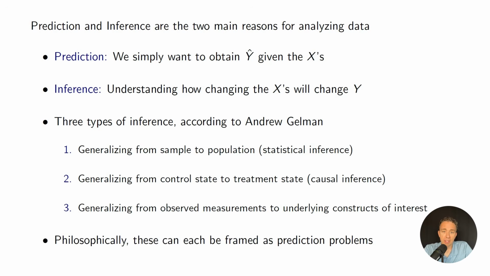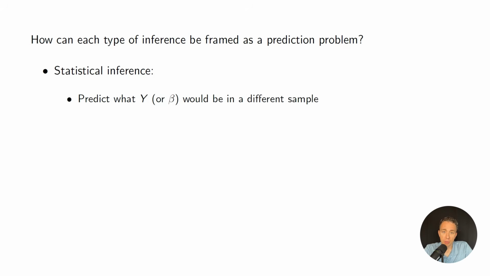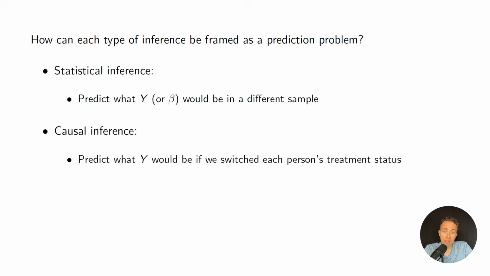And philosophically, each of these types of inference can be framed as a prediction problem, and that can be useful to think about how these connect to each other and how machine learning and econometrics connect with each other as well. So going a little bit farther with this idea from Professor Gelman, how can we actually frame each of these types of inferences as a prediction problem? Well, with statistical inference, we want to know what's y or beta going to be in a different sample. This is your classic intro to statistics, t-test, all that. With causal inference, we want to know what would the outcome be if we switched each person's treatment status from what it actually was.